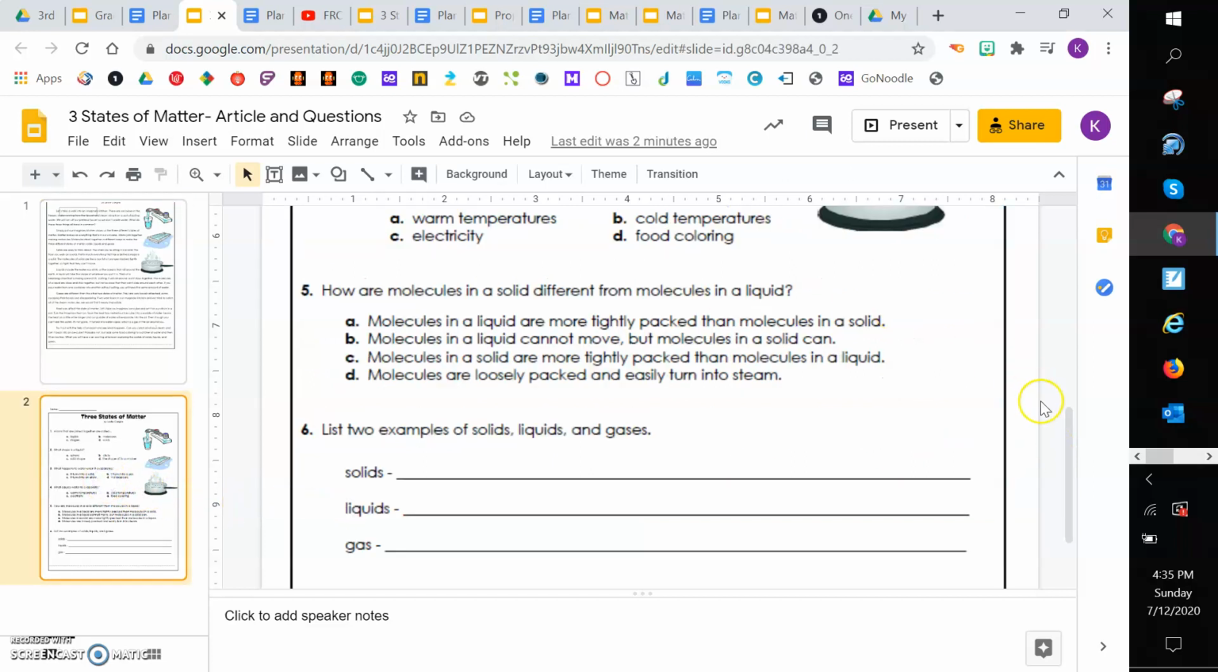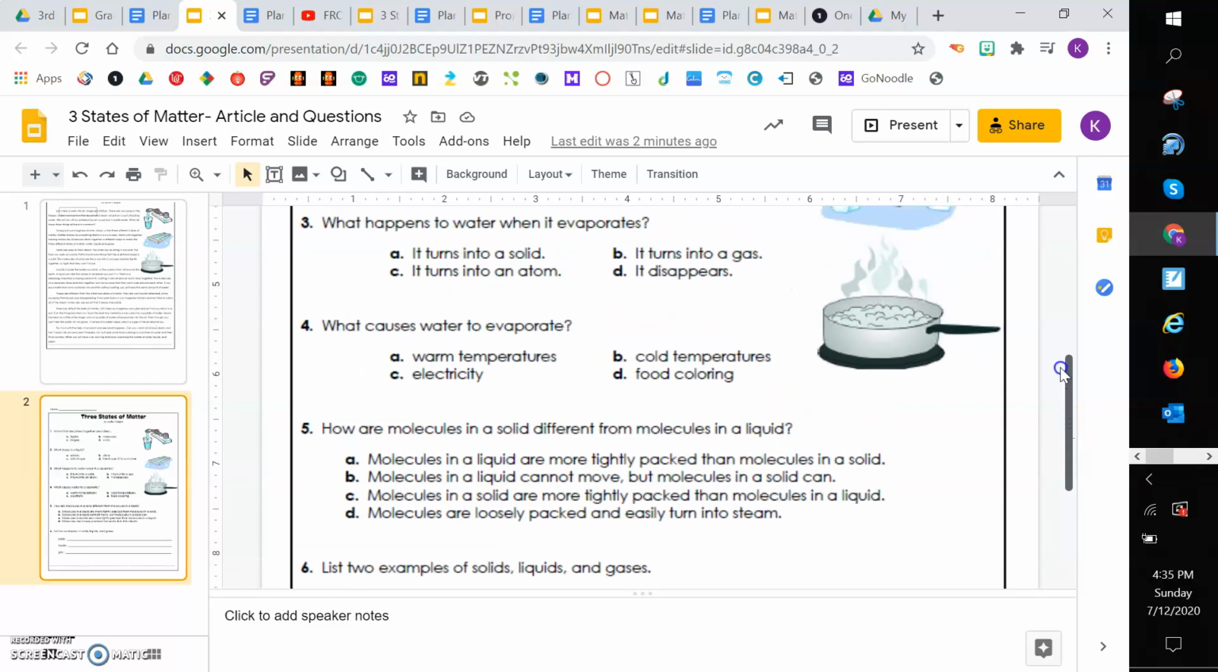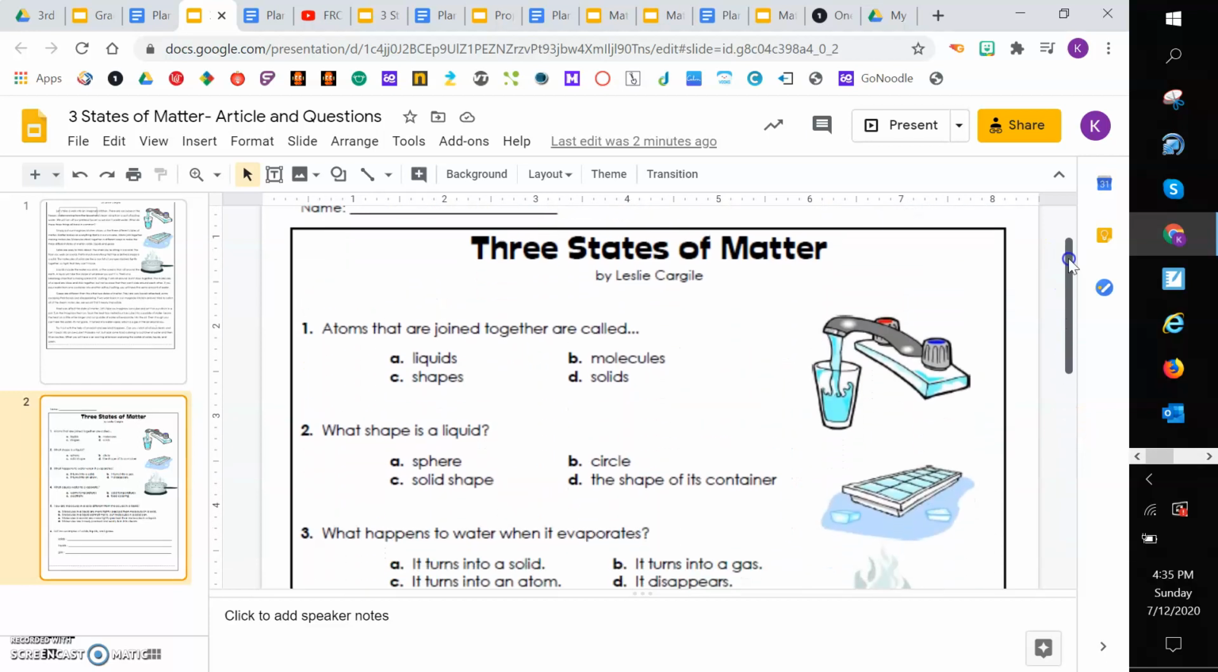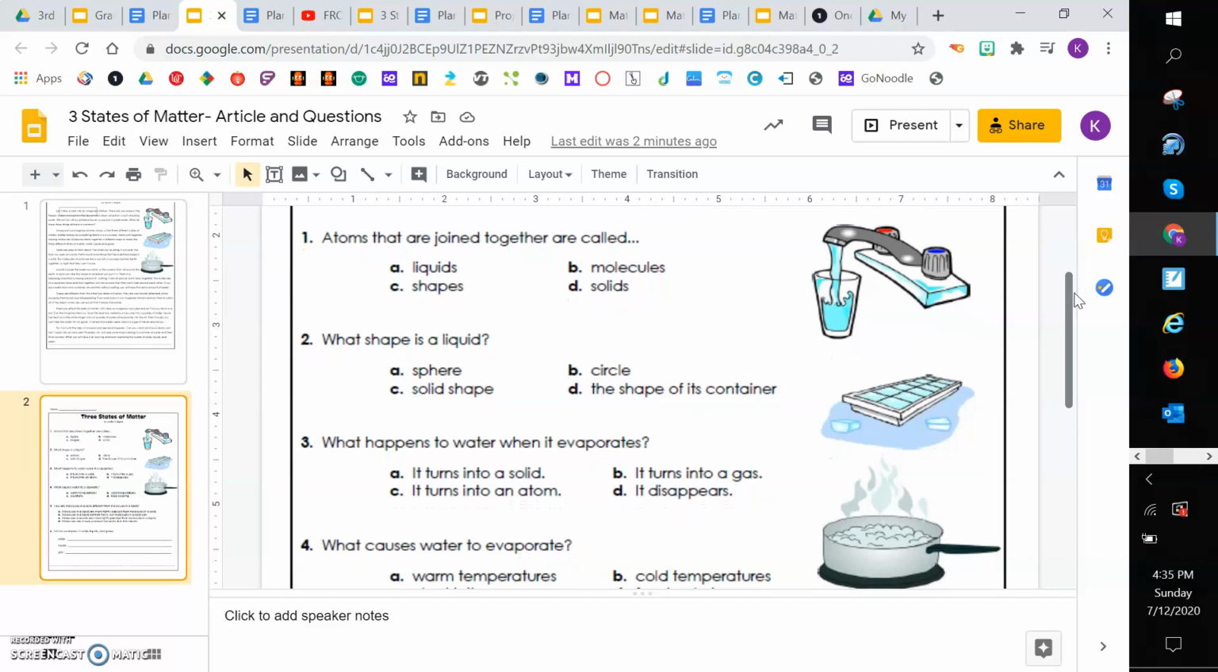Okay, and then our second page contains our questions. Question 1. Atoms that are joined together are called A, liquids, B, molecules, C, shapes, D, solids. Question 2. What shape is a liquid? A, sphere. B, circle. C, solid shape. D, the shape of its container.